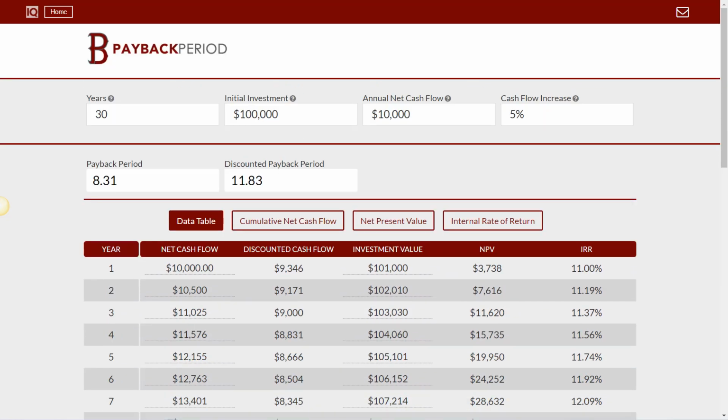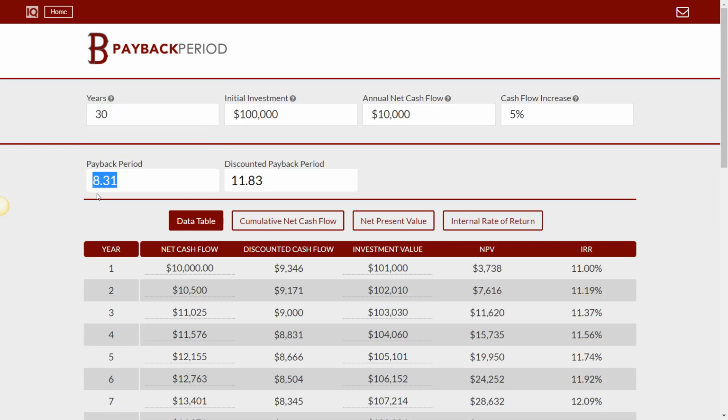On a side note, if you ever want to change a number in the table manually, you can do that by locating fields with this dotted underline and clicking the number in order to edit it. It will update your numbers or your calculations accordingly. So for example, if we change this to $20,000, it changes all of our calculations. But back to the example, based upon IQ's payback period calculator, our payback period is now 8.31 years.